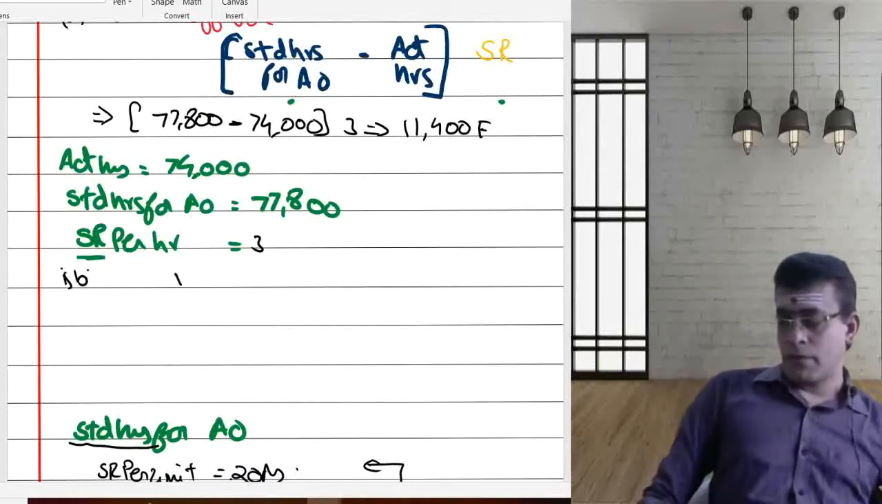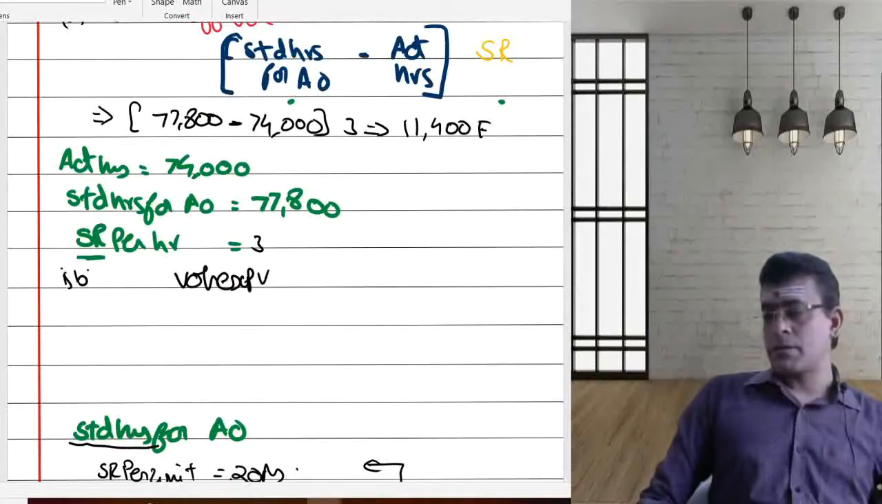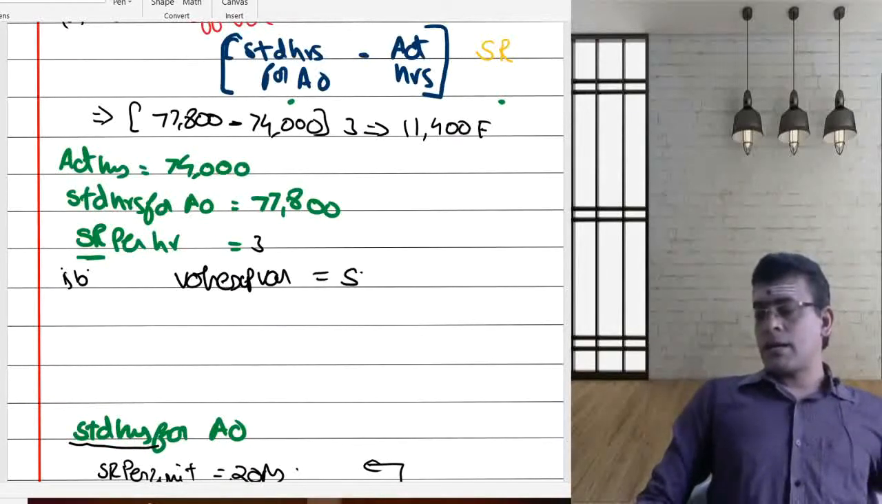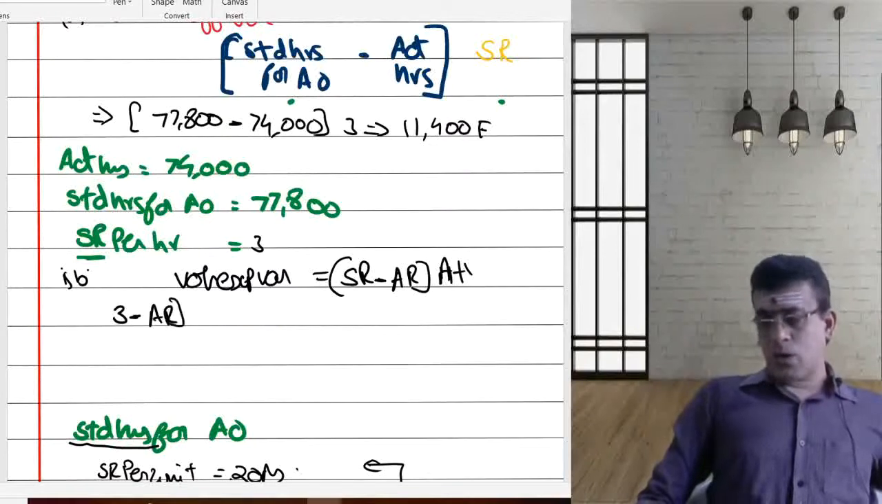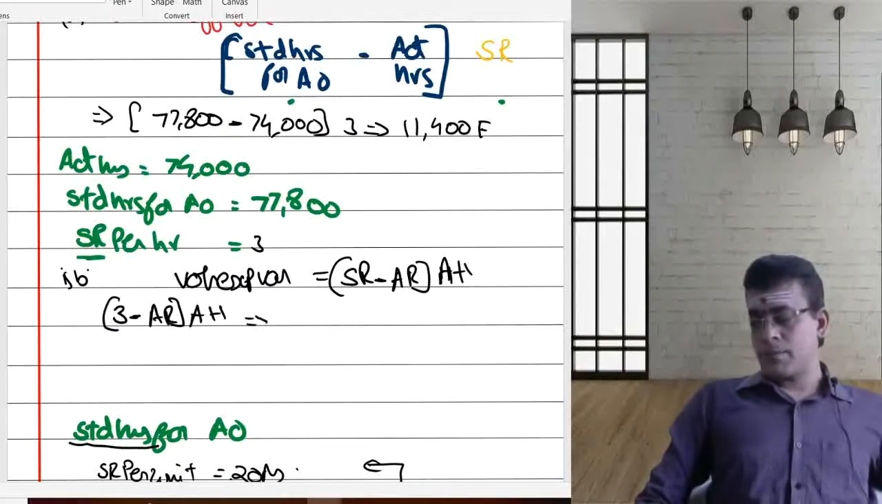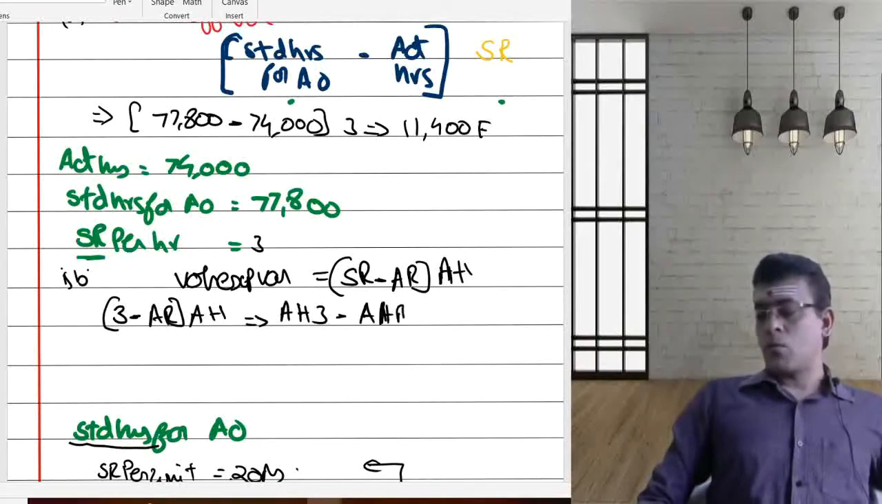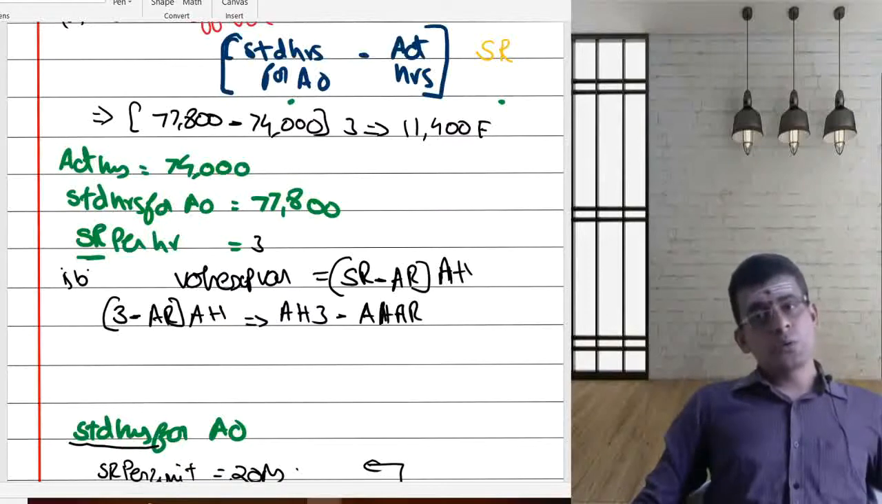What is being asked? Variable overhead expenditure variance. So how do we do it? Standard rate minus actual rate into actual hours. We know the standard rate. How much? 3 rupees. Let us do it in a simplified fashion. If I simplify this, what will happen? Actual hours into 3 minus AH into AR. What is AH into AR? AH into AR is nothing but your actual variable overheads.